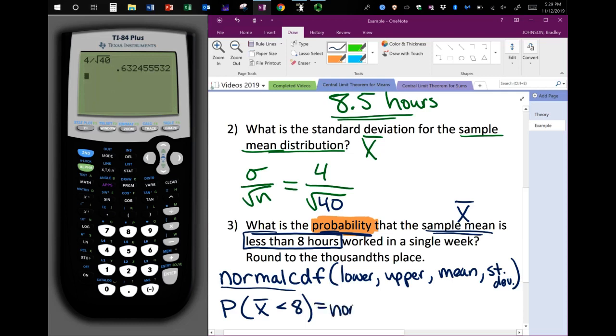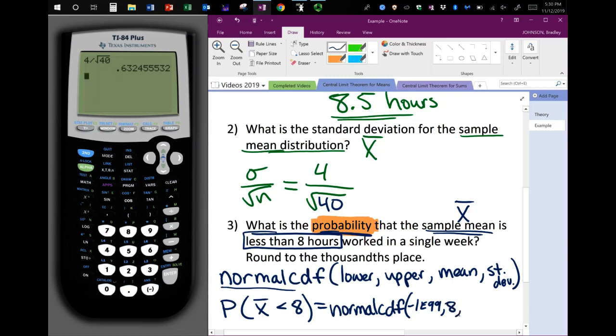This will be normal CDF. Now I want to think of the lower bound. I'm going to the left. If you look at the less than 8, you're going towards the left. So as far left as you can go would be -1e99. The upper bound would be the highest you could go, which is a value of 8.